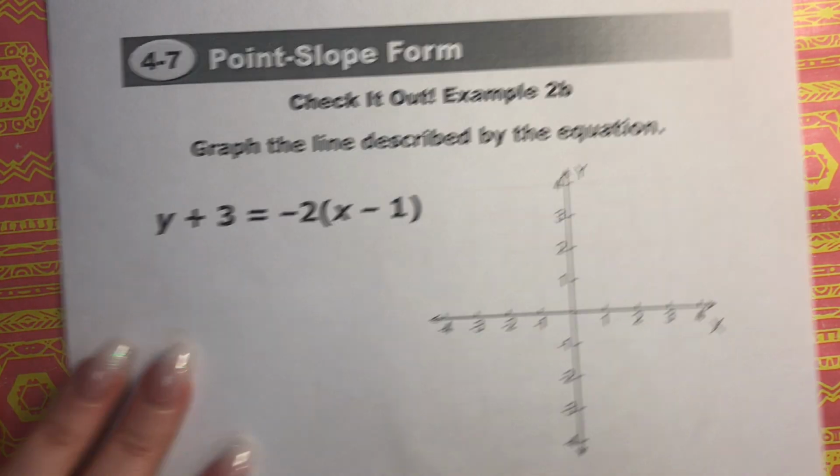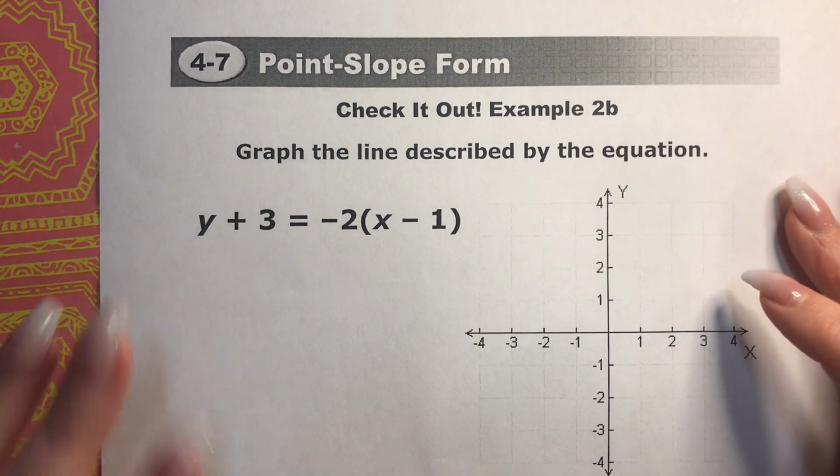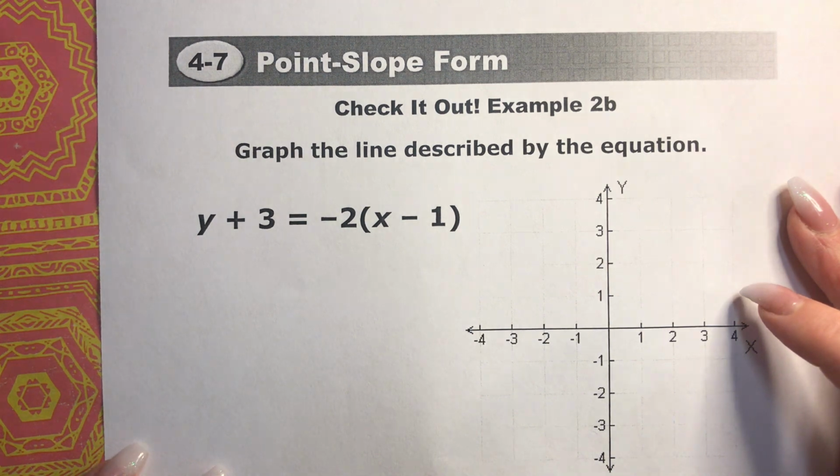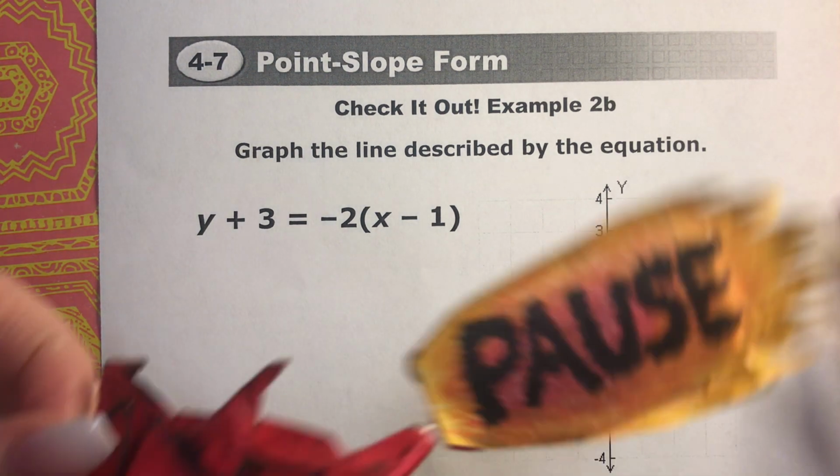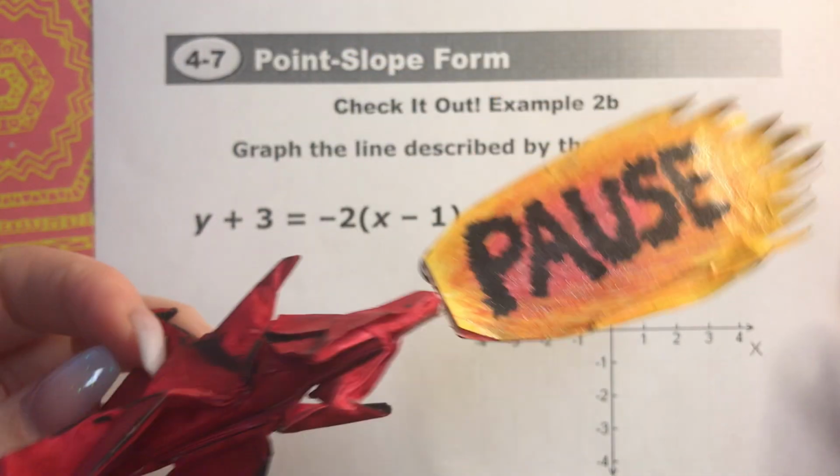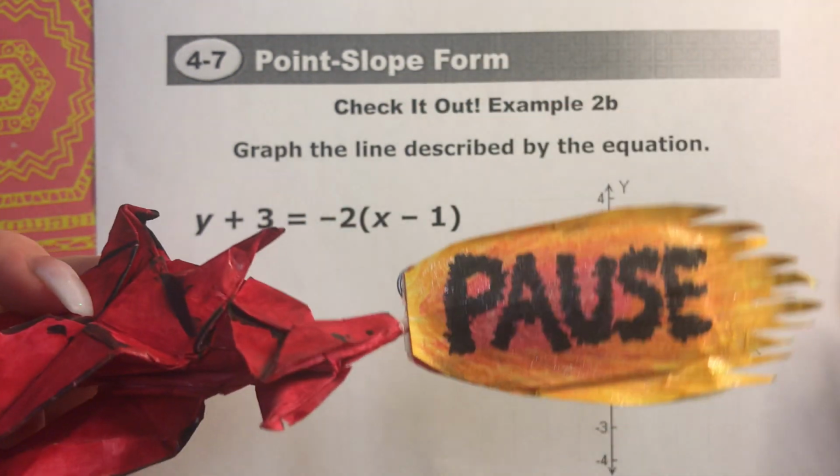Check it out, example 2b, here we go. We're going to graph the line using point slope form. Here's my friend the pause dragon. Remind you to pause your device. Go ahead and work the problem out. When you get done, press play and we'll talk about it. All right, see you in a bit.